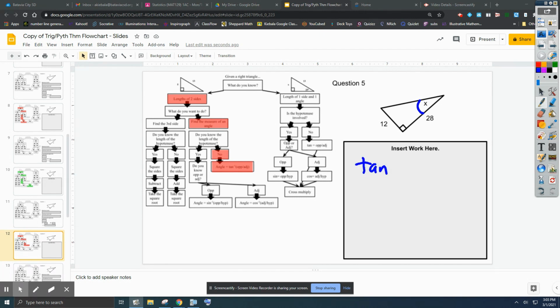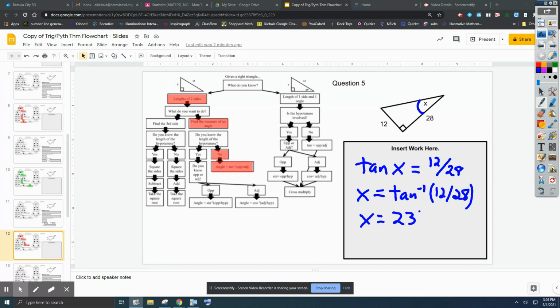I'm going to start by just saying the tan of that angle that we don't know is the opposite side, 12, over the adjacent side, 28. So to find that angle, which we're calling x, we're going to do inverse tan of 12 over 28. You could get that decimal and then type the decimal in. I'm just going to go to my calculator, do second tan of 12 over 28, and rounded to the nearest whole is about 23, because it's 23.19. So 23 degrees is going to be the measure of that missing angle.